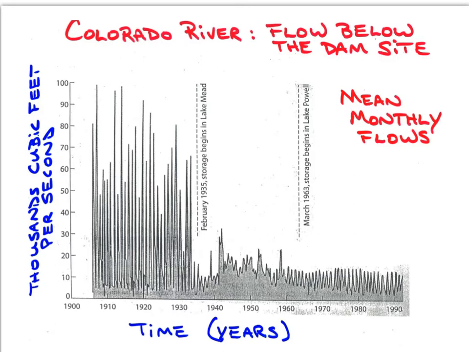This graph displays the flow of the Colorado River over time, and this graph displays the flow of the Colorado River before the building of the Hoover Dam on the river. The flow of the river was highly variable before the building of the dam, and once the dam was built, the river was changed, water was held behind the dam, and the flows became more uniform.